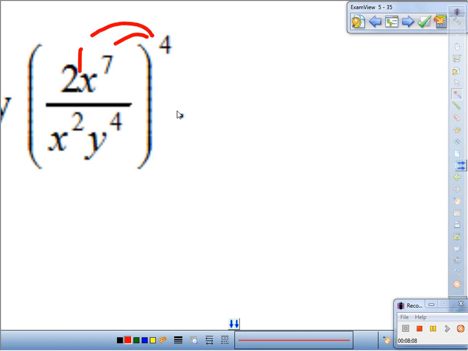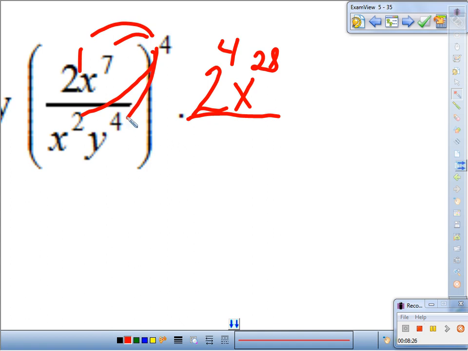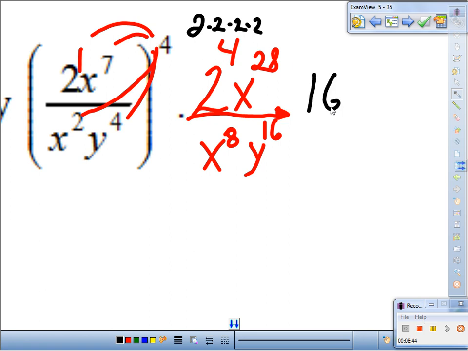I start with the numerator first. So it's 2 to the 4th and x to the 28th. Don't draw all the arrows or the lines at first and then do the multiplication, because you're going to forget to multiply. Now I'm going to go to the denominator. Times this, times this. So this is x to the 8th, y to the 16th. All right. Numbers with numbers. Is there another number here to divide the 2? No. So let's just simplify 2 to the 4th. 2 to the 4th is the same as 2 times 2 times 2 times 2, which is 16.